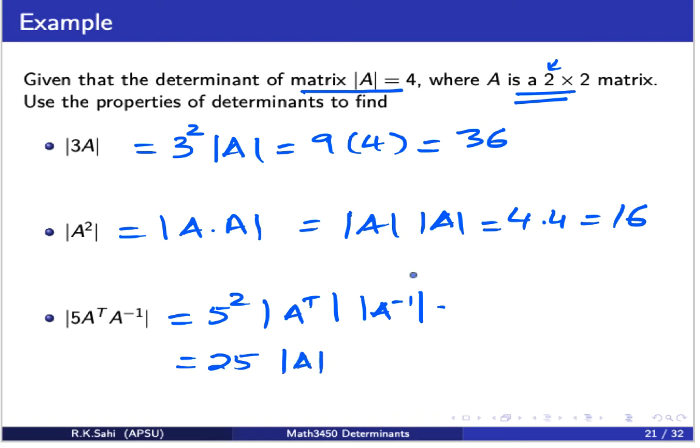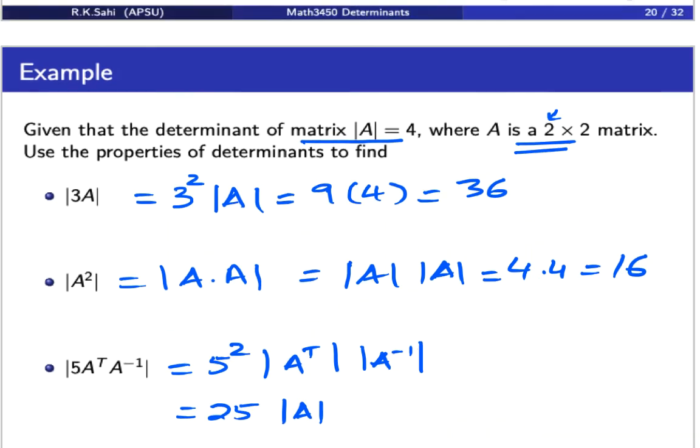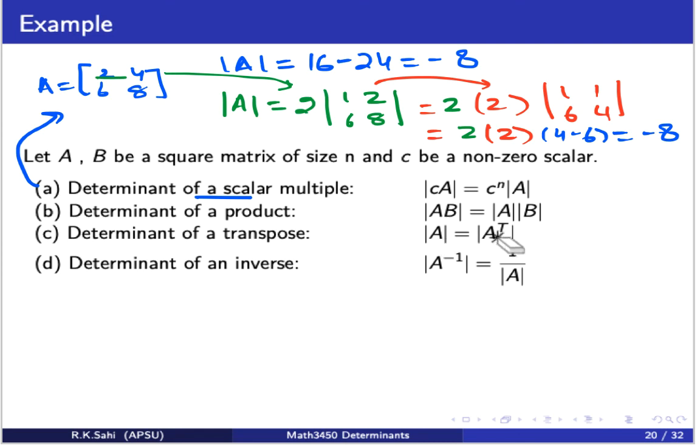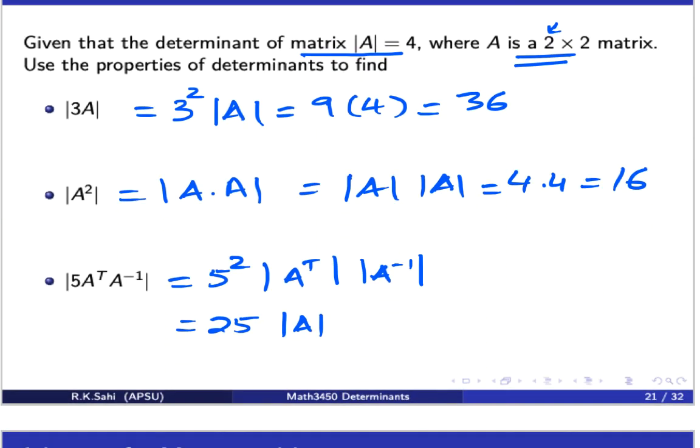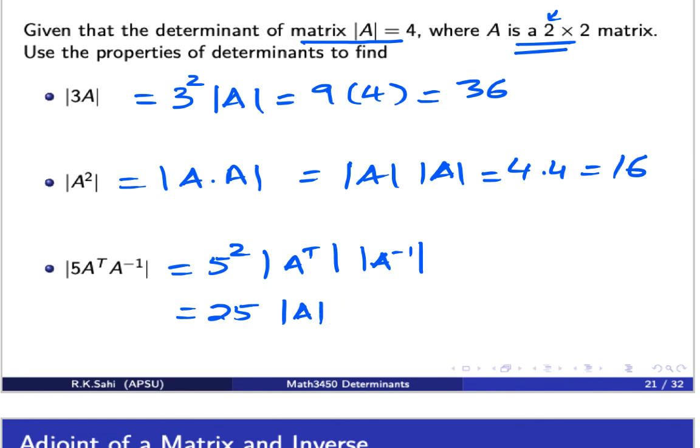And what is A inverse, guys? So let's look back. So go up, to the previous slide. The determinant of A inverse is 1 over determinant A. So what do we write here? It is 1 over determinant A. Clearly, these cancel out. So the final answer is simply 25.